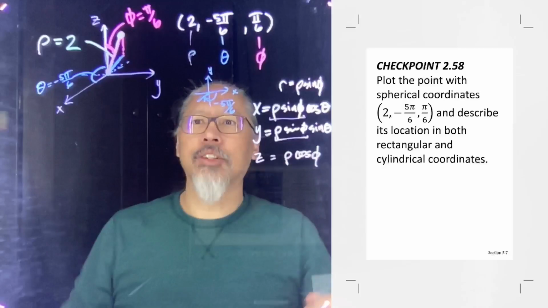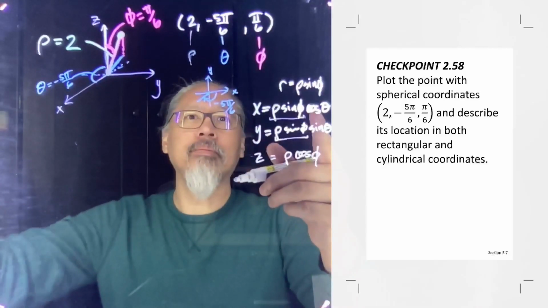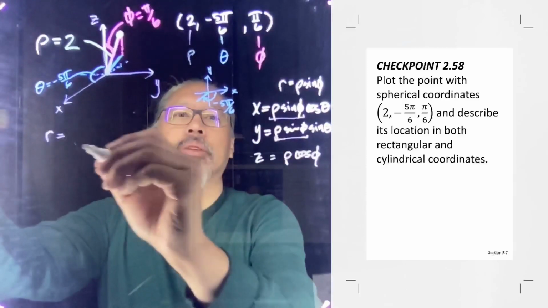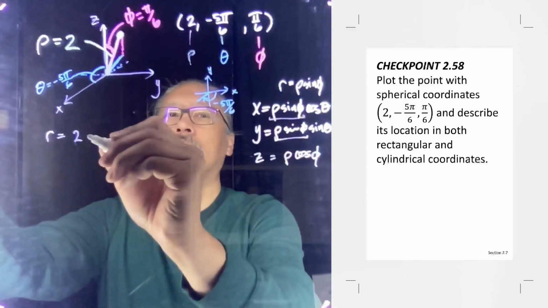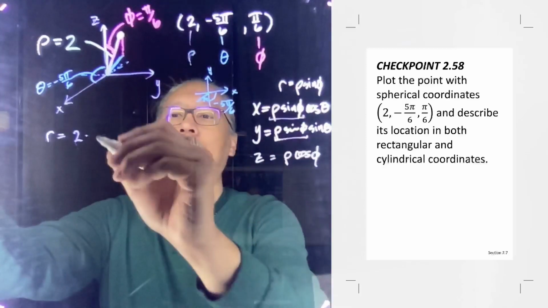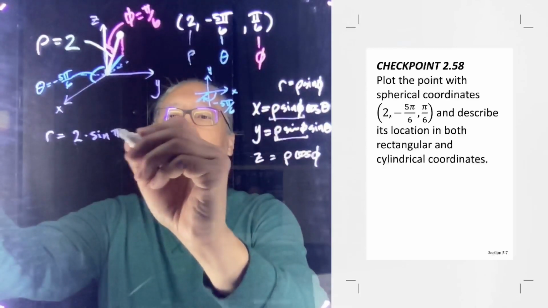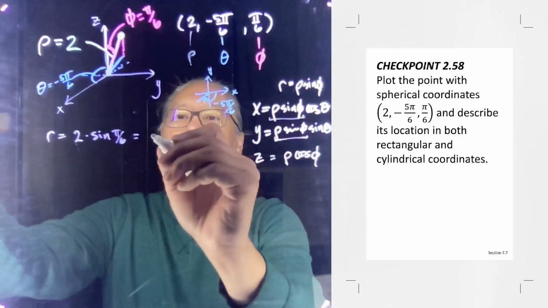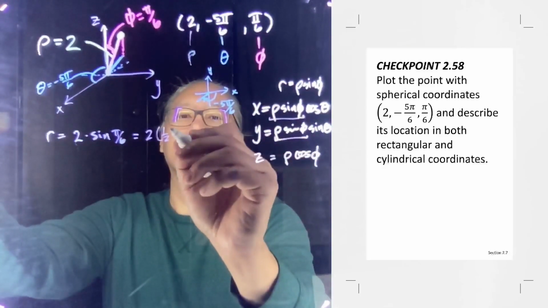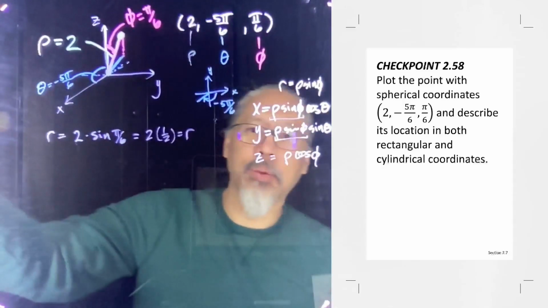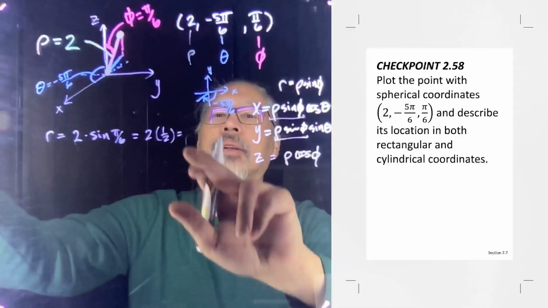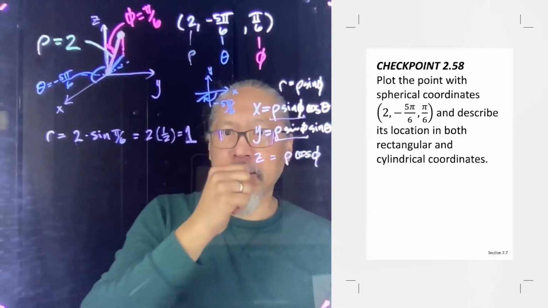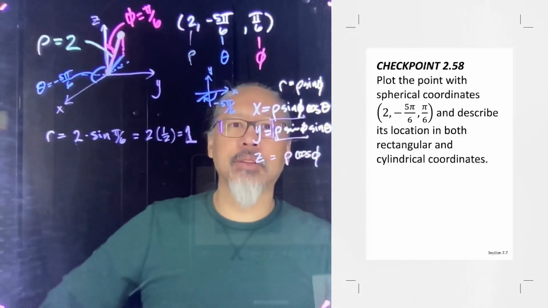And let's do our translations. Let's figure out what r is equal to. R is equal to rho, which is 2, times sine phi. Phi is pi over 6, and sine of pi over 6 is 1/2. So r is going to equal 1. That is the r in cylindrical coordinates.